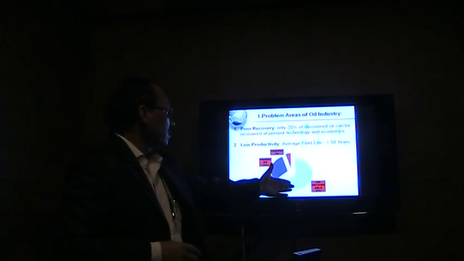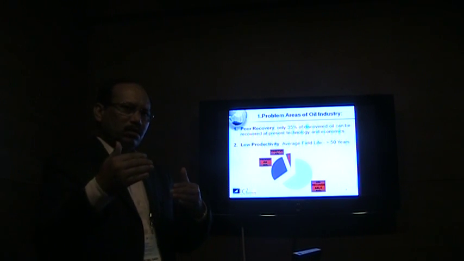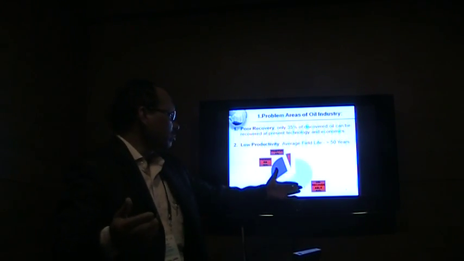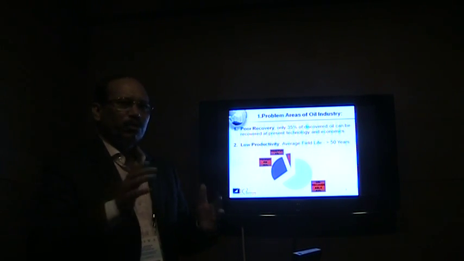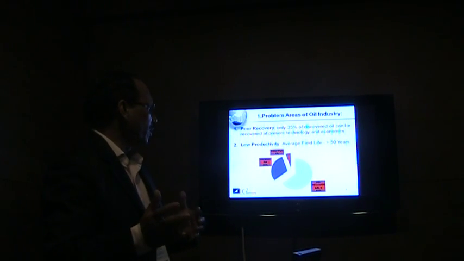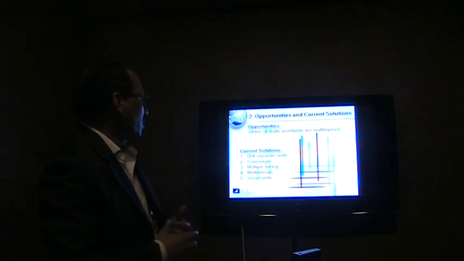I am targeting something here: whether we can increase our recovery from the 65% or not. There are two things: one is the mobile portion and one is the immobile portion. I am targeting that mobile portion. How am I doing that?